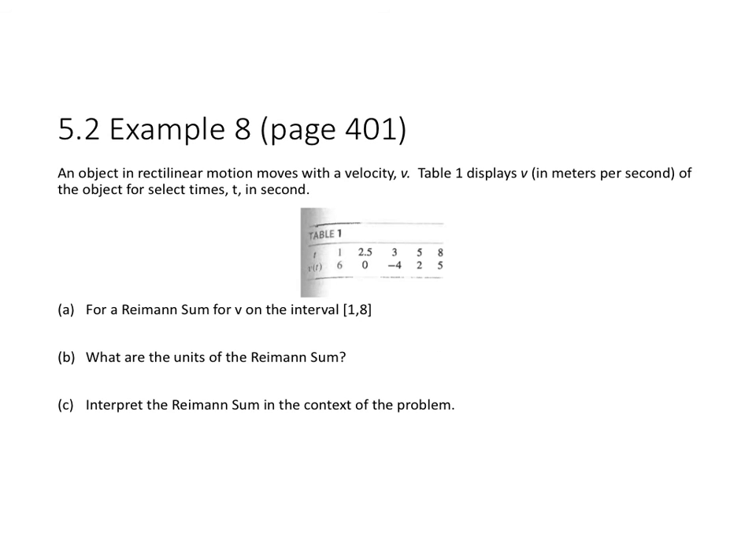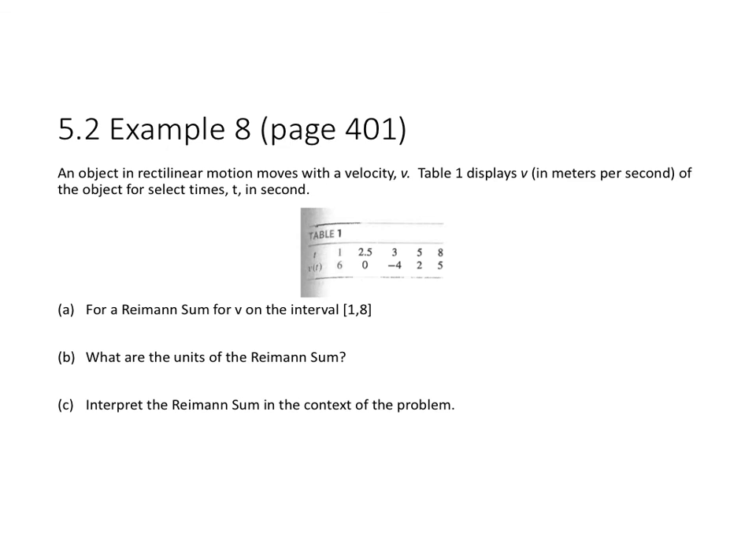Let's look at example 8 on page 401. An object in rectilinear motion moves with the velocity v. Table 1 displays the velocity v in meters per second of an object for selected time t in seconds. Part A asks us to find the Riemann sum for v on the interval from 1 to 8. It doesn't specify if it wants a right or left Riemann sum, so we get to use our own judgment, whatever we want to do. I think I'm probably going to choose the right Riemann sum, but I don't think it matters whichever one you want to choose.